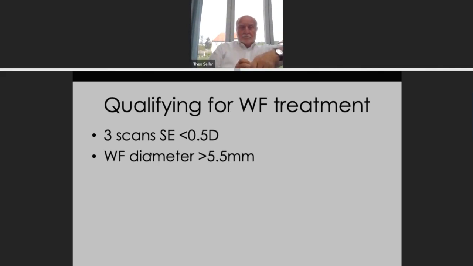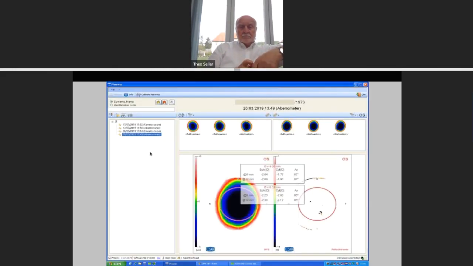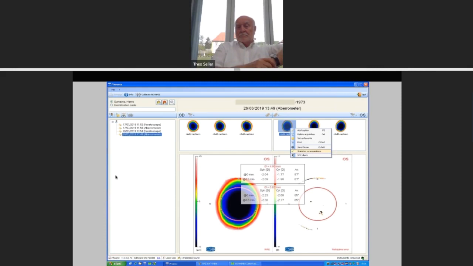So we're looking for 3 scans that are quite close to each other, and we're looking for a good pupil size as well. About 85% of the patients we see fit these criteria in routine myopic treatments. So then you're going to have your sequence of 3 scans that you're happy with, and the first thing you're going to do is right-click on one of these images to pull out the stats on acquisition.